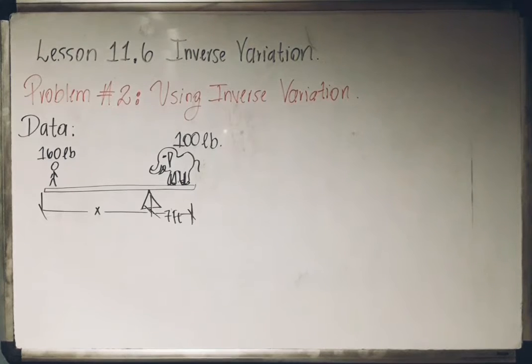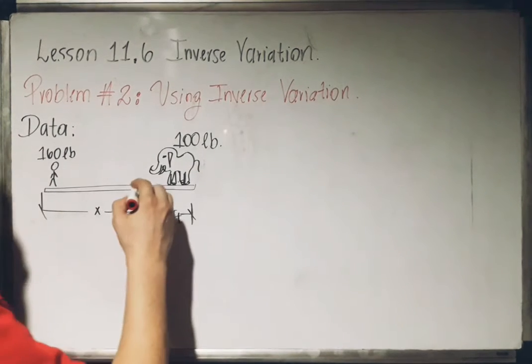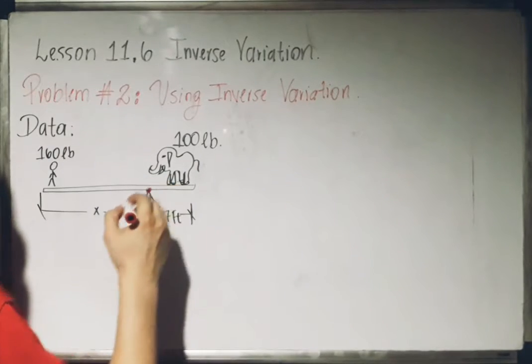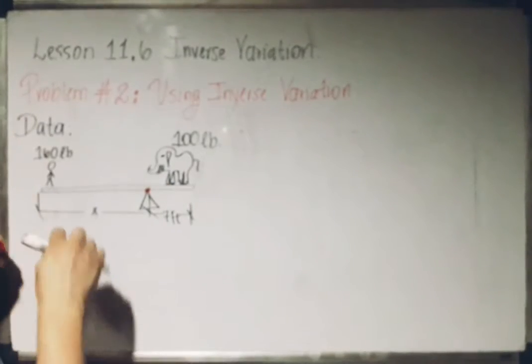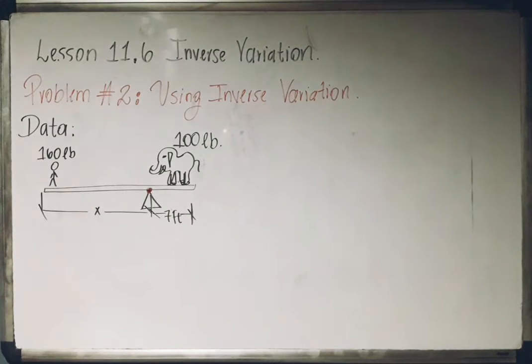In problem number 2, we have this instruction: using inverse variation. The problem is a problem about physics. The weight needed to balance a lever varies inversely with the distance from the fulcrum to the weight. How far away from the fulcrum should the person sit to balance the lever? ¿A qué distancia del fulcrum? El fulcrum es esto que está aquí. Debe estar la persona para balancear la tablita que tenemos en este caso aquí.